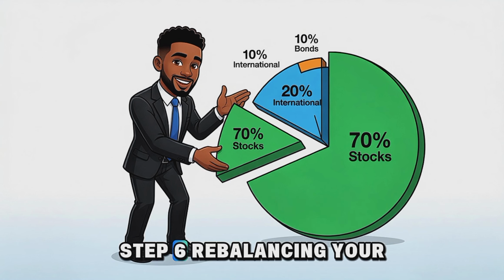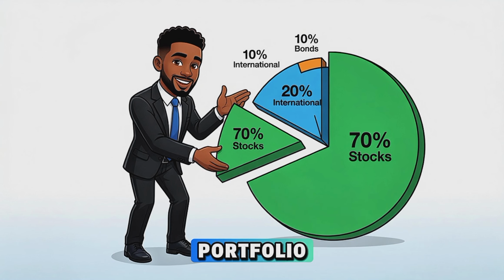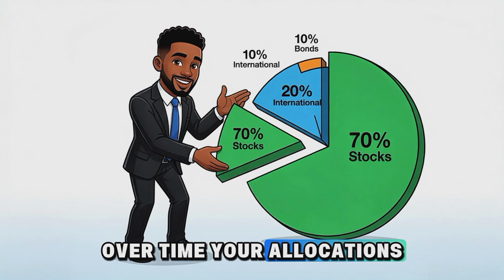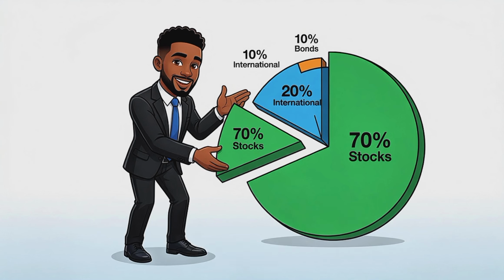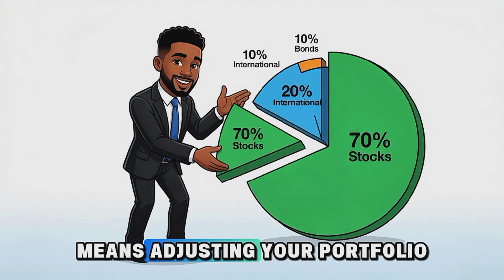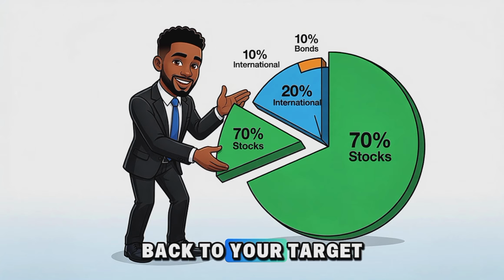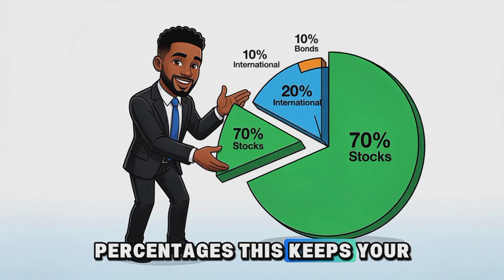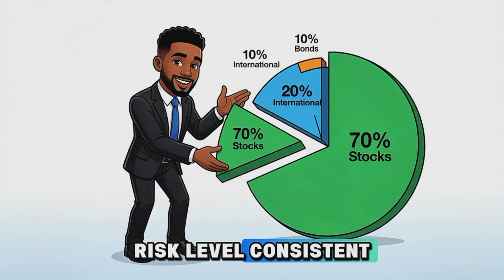Step 6. Rebalancing your portfolio. Over time, your allocations will drift. Stocks may grow faster than bonds, changing your original plan. Rebalancing means adjusting your portfolio back to your target percentages. This keeps your risk level consistent.